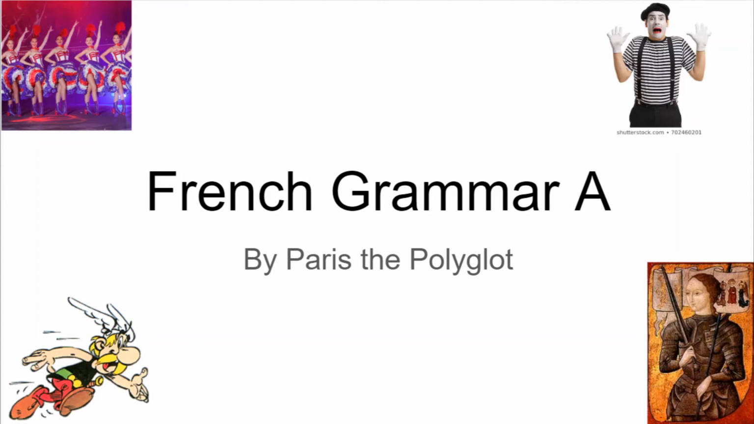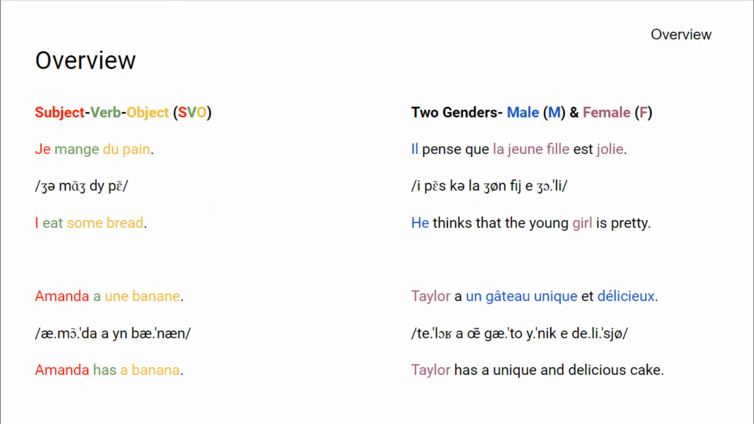Ready to learn one year's worth of French grammar in just 10 minutes? Let's go! French is a SVO language with two genders. SVO means that the basic sentence follows the same order as English: subject, verb, object, such as "I have some bread" or "Amanda eats the bread."